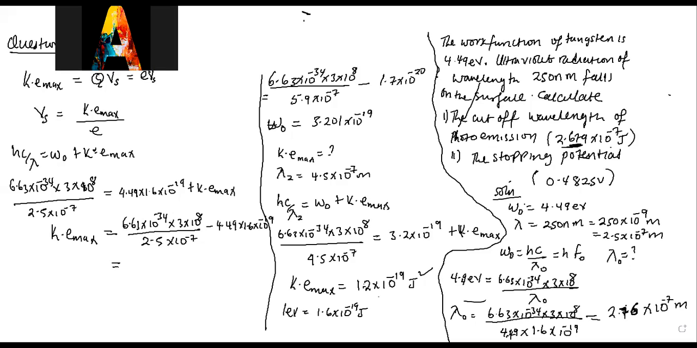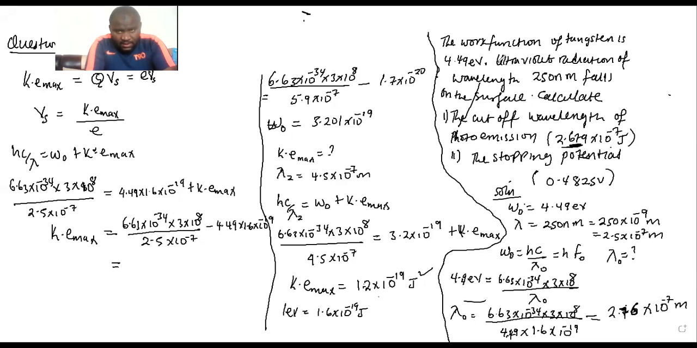7.72 exponent negative 20. This is kinetic energy maximum. So stopping potential can be got from kinetic energy maximum, which is 7.72 times 10 power negative 20 divided by the electronic charge. Charge of an electron is what? 1.6 times 10 power negative 19 coulombs. When you compute, what do you get?